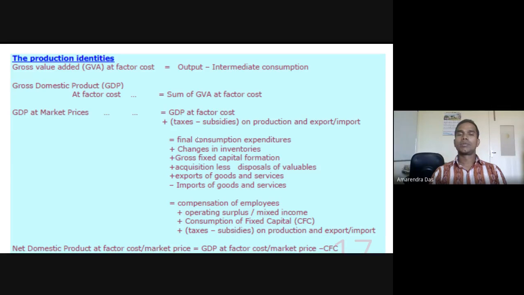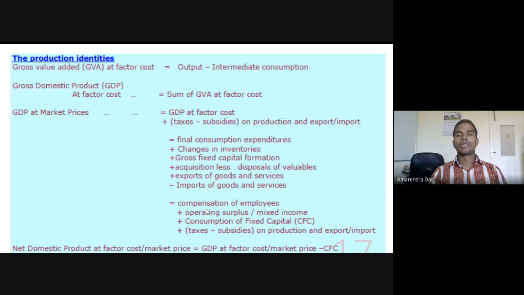In the second one, the components are final consumption expenditure, changes in inventories, gross fixed capital formation, acquisition minus disposal of valuables, and export of goods and services minus import of goods and services. These are basically the expenditure method.